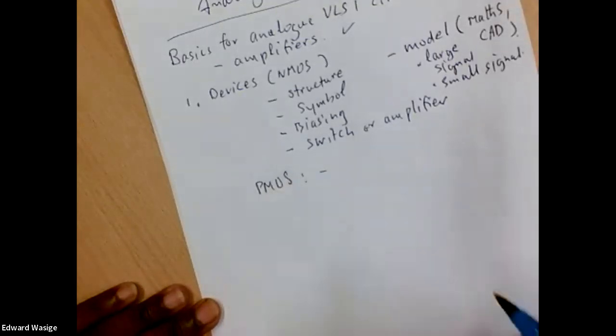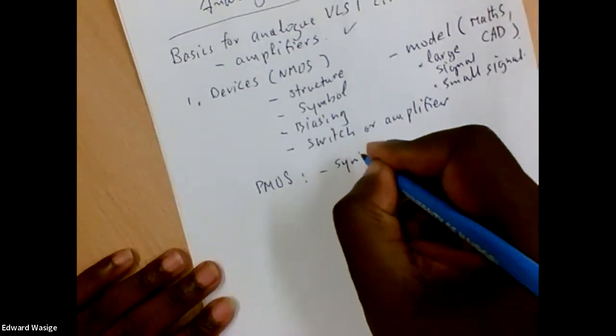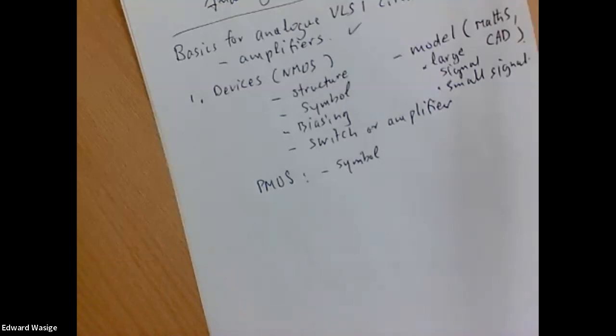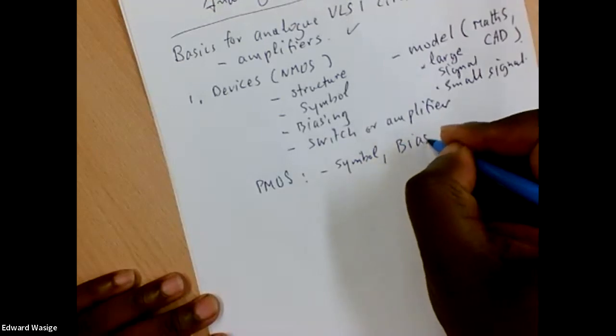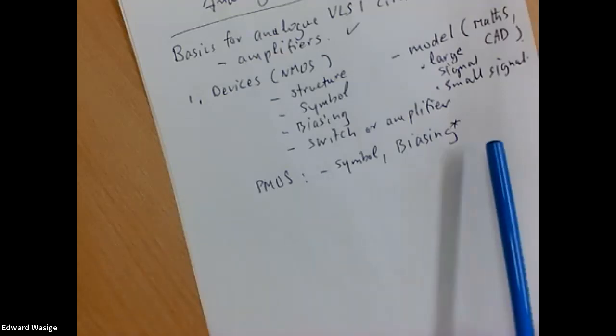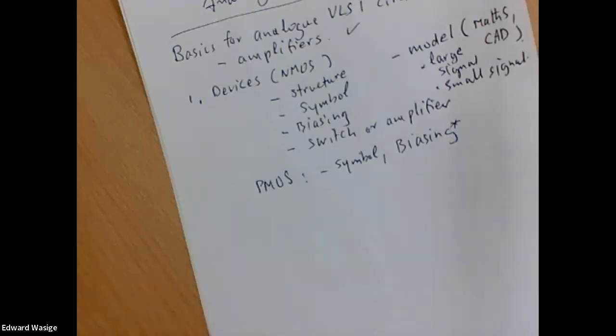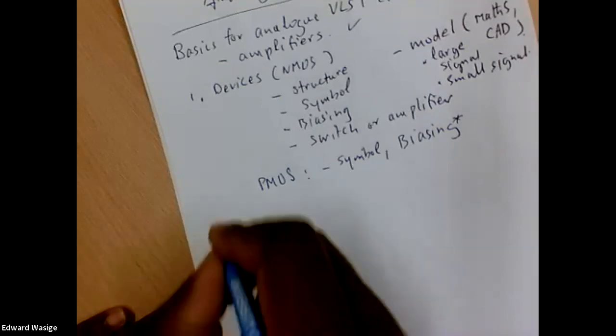Most important for the PMOS, in case I forget, we'll use this as a reminder. The symbol is important for the PMOS. We need to be able to distinguish between an NMOS and PMOS. The biasing is particularly important. When we talk about this, we use the symbol for the device to indicate which device is which and how it's biased. The biasing for the PMOS is distinctly different. It's the same, but it uses reverse polarity compared to the NMOS, and it's important to be clear about that. The modeling is quite identical.